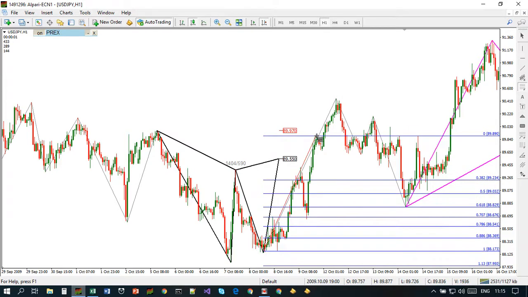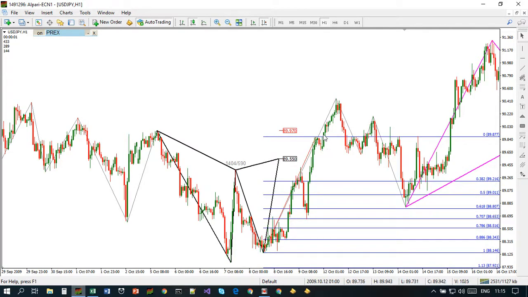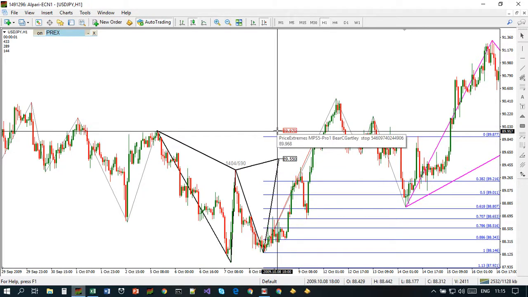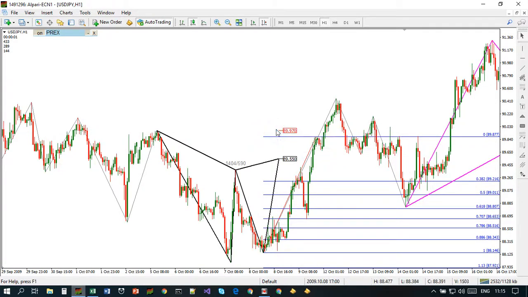So what do we have? We have reversal started, then we have green candles, and we break back to this level only here, and basically we exceeded the level.